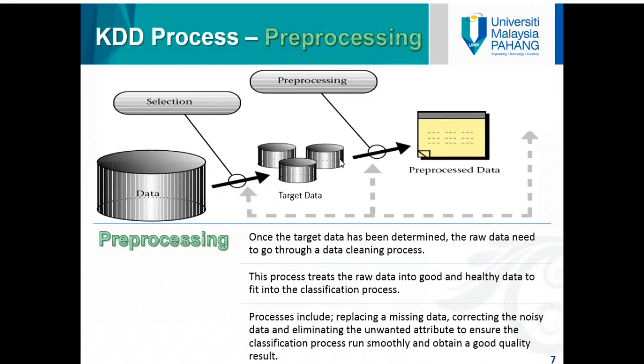By conducting the data cleaning process in the pre-processing step, the target data will be presented as pre-processed data. Pre-processed data means that the data is already cleaned. So the outcome of the pre-processing step is pre-processed data, meaning data that we have cleaned and ensured is fit for the classification process, so it can run smoothly in order to obtain a good result.